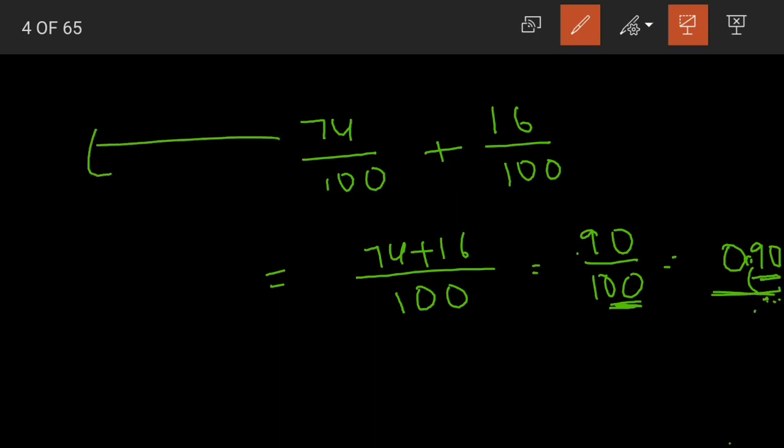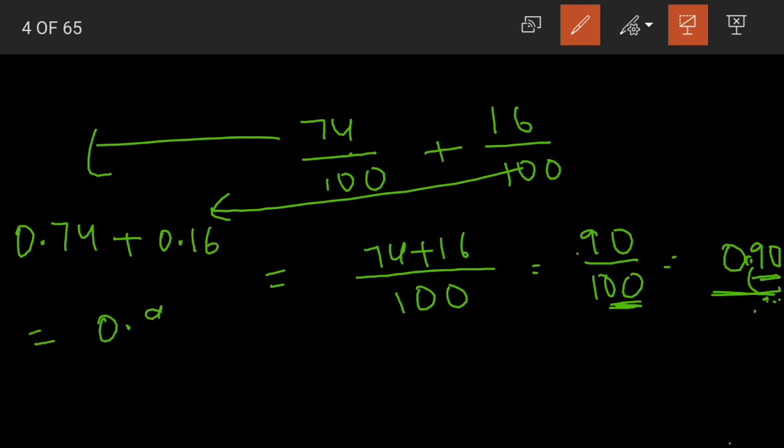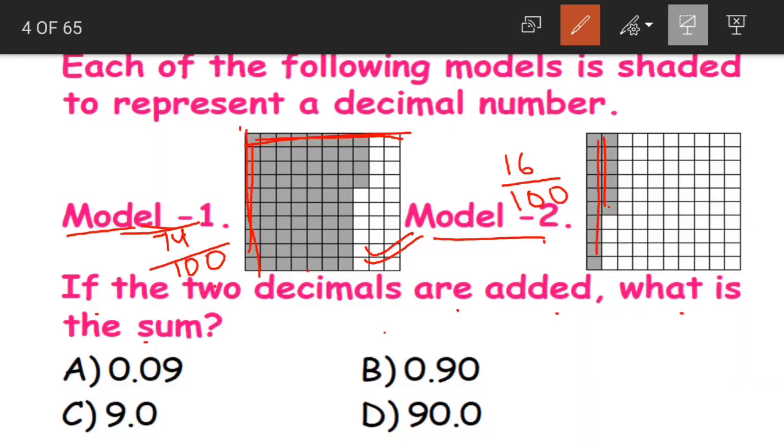Or else this 74 by 100 becomes 0.74 plus 16 by 100 becomes 0.16. Now when we add these two, our answer will be 0.90 children. So either way the answer is 0.90. Option B is our correct answer.